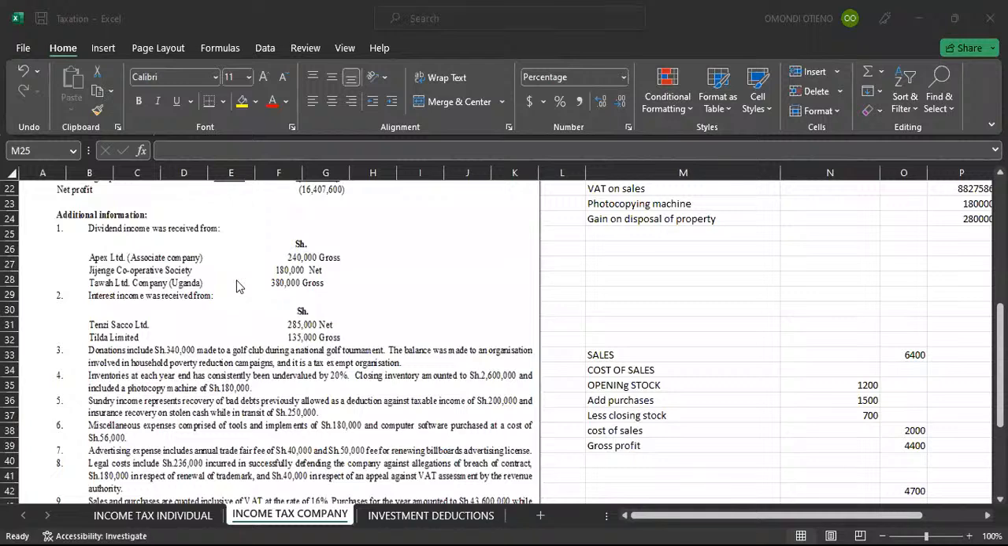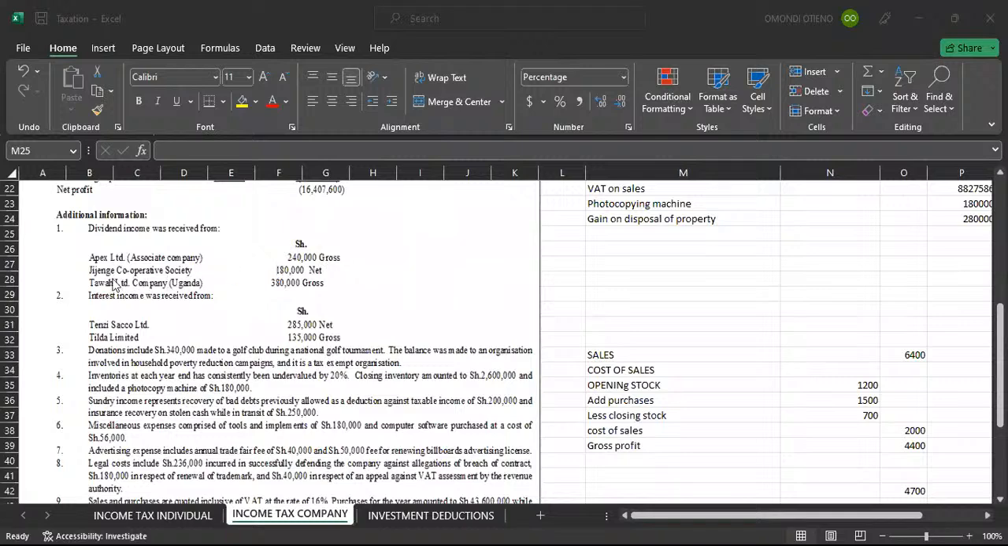Dividends from an associate company, is it taxed or exempted from taxation? Dividends from an associate company is exempted from taxation, and therefore this value is not going to be used anywhere in this particular question. We are not going to use it.